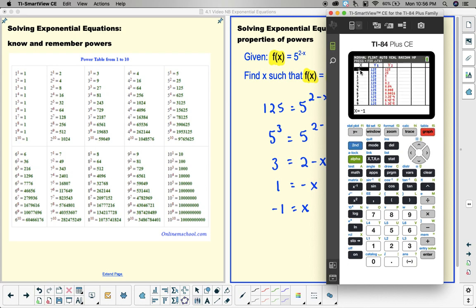And now you can see when x is -1, y1 is 125, and y2, which is the right-hand side, is also 125. So numerically, I've verified that the x-coordinate of the point where the left-hand side function equals the right-hand side function is -1, and that's the value of x such that f of x equals 125.